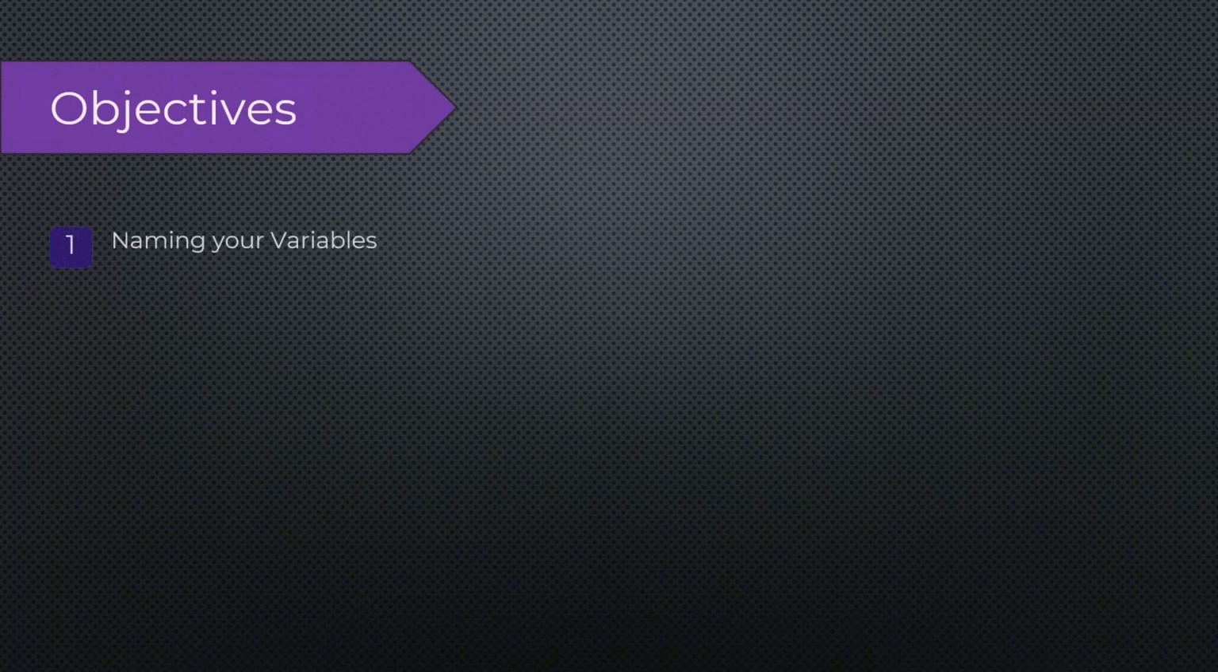Let's review the 4 key objectives for this video. 1. Naming your variables. This section will focus on giving variables clear descriptive names. We'll also cover best practices like using camel case, avoiding numbers at the start, and keeping special characters out to make your code cleaner and more readable.